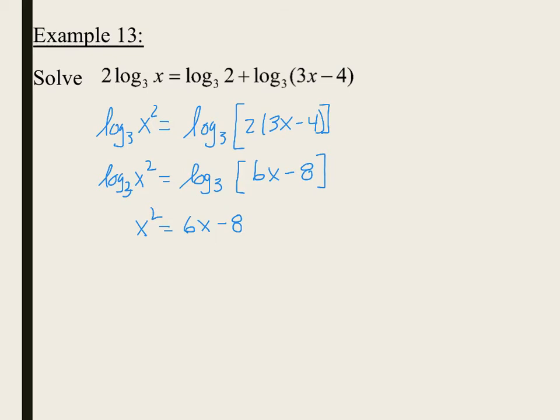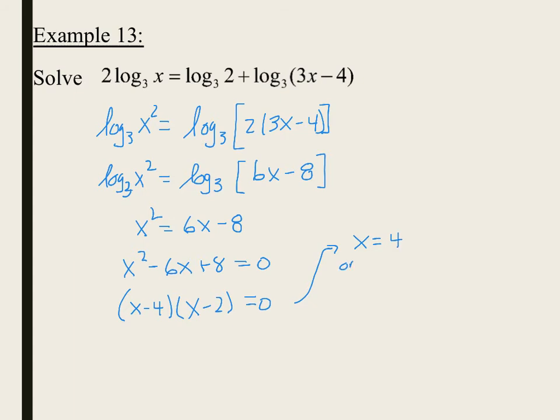We can create a quadratic. We get x squared minus 6x plus 8 is equal to 0. We have x minus 4 and x minus 2 is equal to 0. So this means that x is equal to 4 or x is equal to 2. And in this case, both solutions do work.